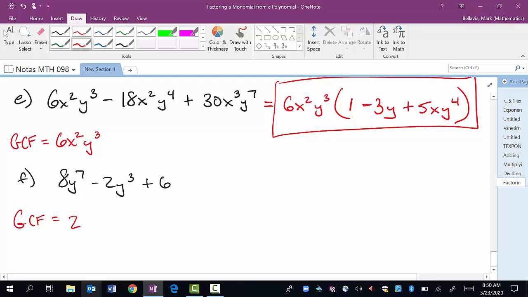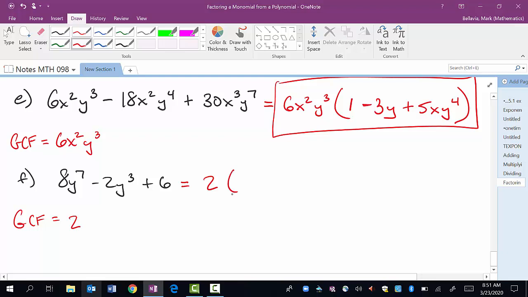Here I've got y to the seventh, y to the third, but I don't have any y's in the last term. So remember, you can't factor out any y's unless it belongs to all the terms. So you can't take any variables in this one. The GCF is just 2. All right, so be careful. That's a common mistake. People try to take the y's out of this, but there's no y in the last term. You can't take any of them out. It has to be common to all terms.